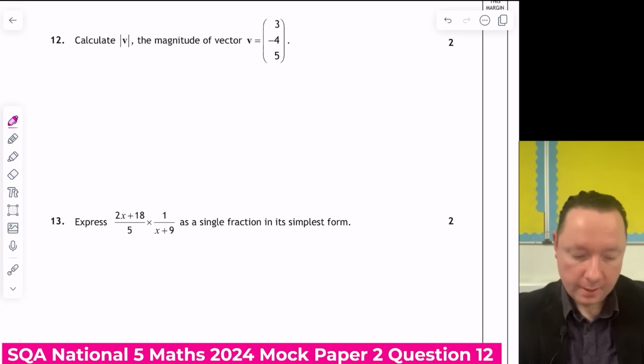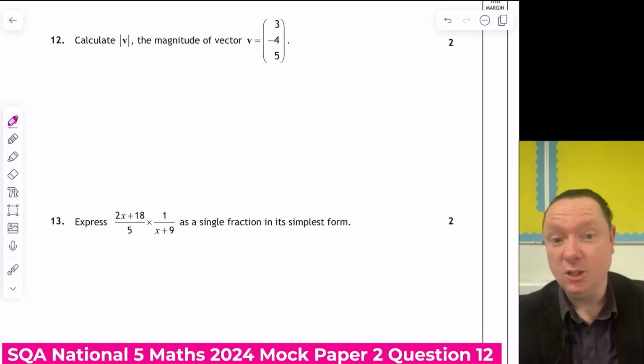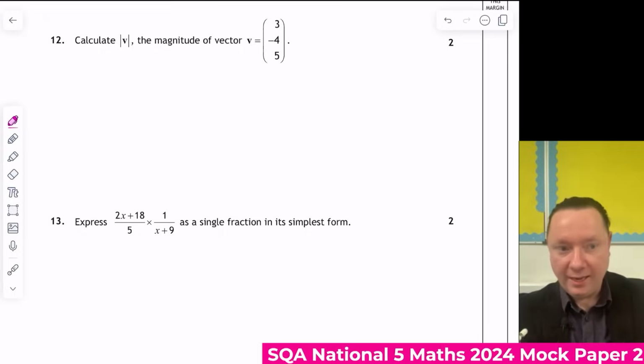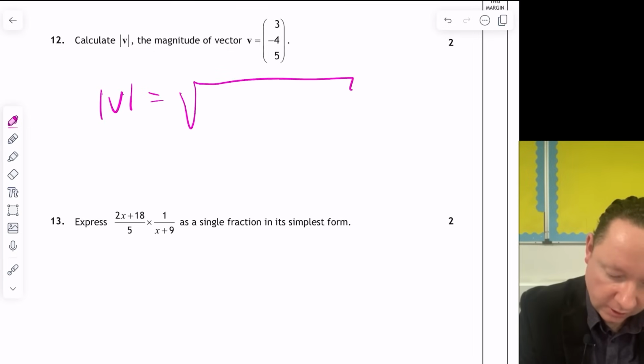Question 12. Calculate the magnitude of this vector. So magnitude is like Pythagoras, well it is actually, because you find it's the length of the line segment. So the magnitude, do it like that, is the square root, and we just square all the numbers and add them. 3 squared minus 4 squared and 5 squared.